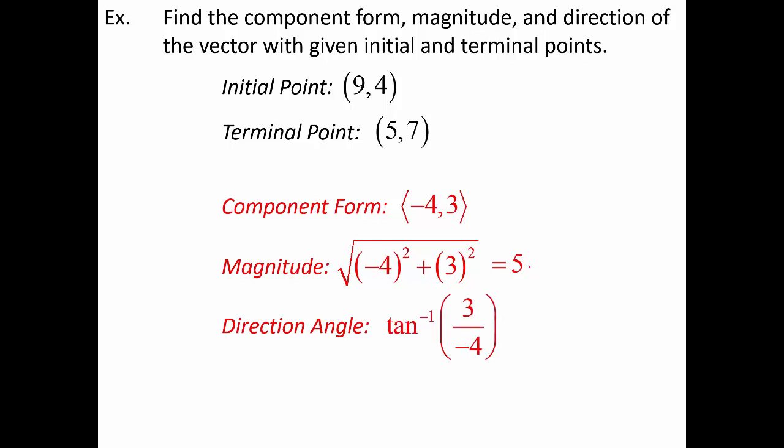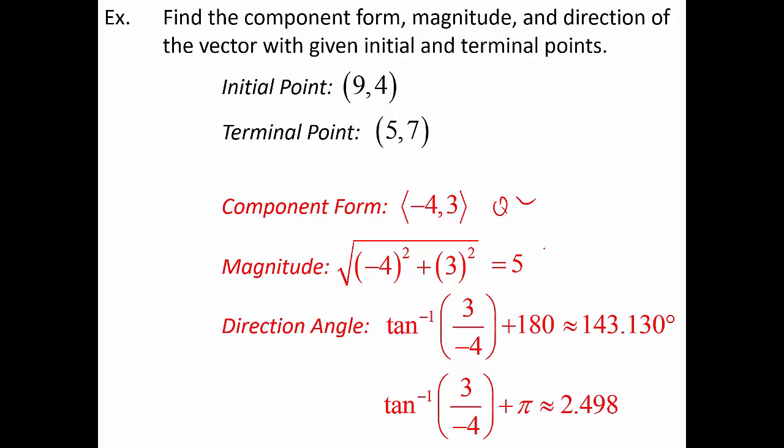Then the direction angle, inverse tangent of b over a, 3 over -4. Since the component form tells me that I'm in quadrant 2, I'm going to make an adjustment of 180, which gives me an angle of 143.130 degrees. Or, if you do it in radians, adding pi as my adjustment, 2.498.